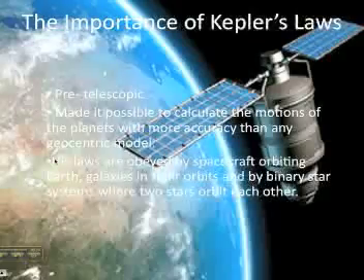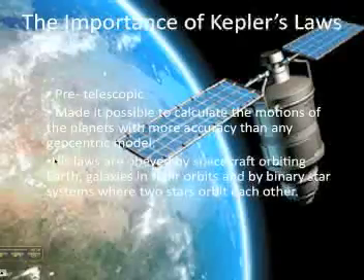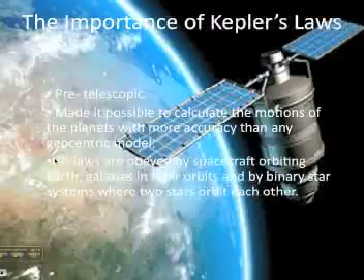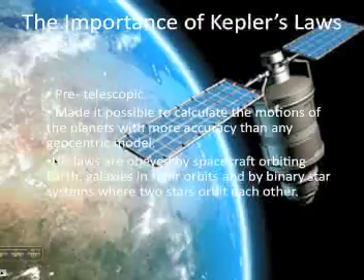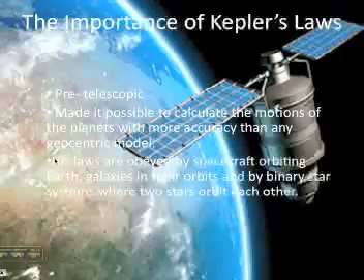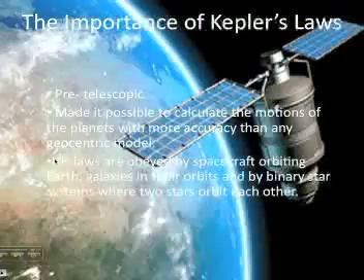Kepler's laws are a landmark in the history of astronomy. They are extremely simple, and Kepler's laws made it possible to calculate the motions of the planets with more accuracy than any other geocentric model. His laws justified the idea of the heliocentric model. Also, today Kepler's laws are obeyed by spacecraft orbiting Earth, by galaxies in their orbits, and by binary star systems in which 2 stars revolve around each other.